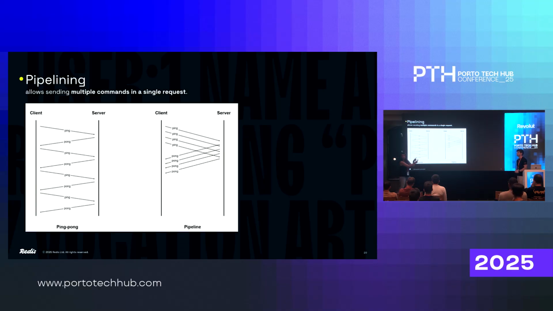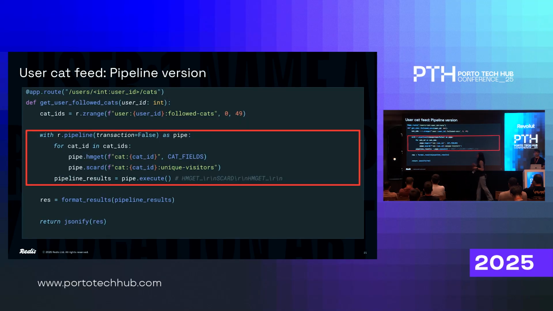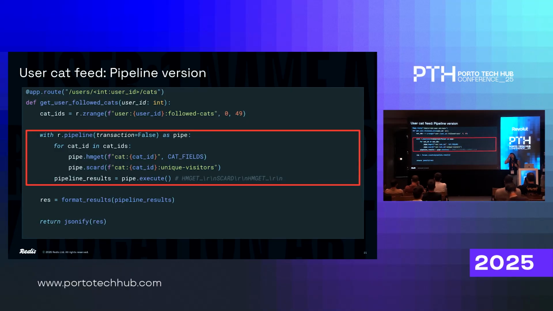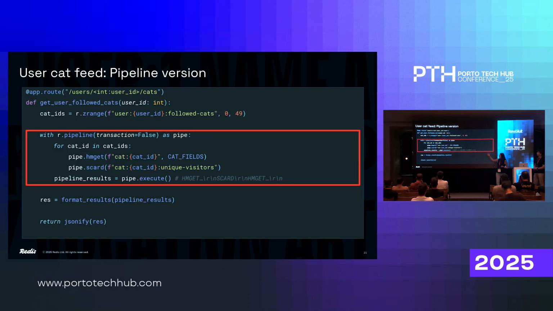You send it in a single network request, and then you only have one network round trip time instead of 100 for 50 cats, right? How does that look in code? It's something like this. Now, this is the first point where I'm going to call your attention on knowing your SDK, know what Redis and also your SDK can do for you. Because the SDK supports this out of the box.